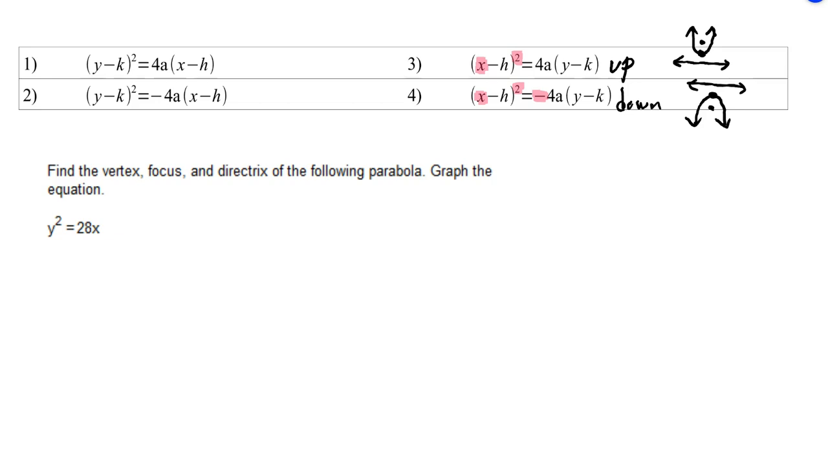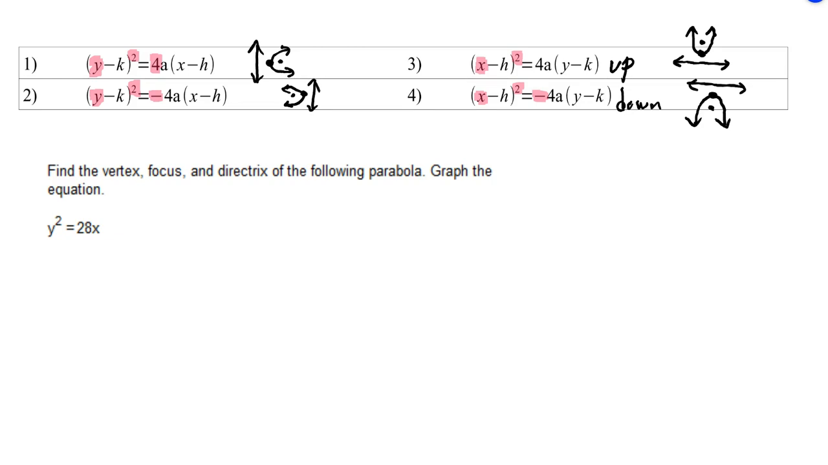Then this equation over here has the squared on the y instead. And so when the squared is on the y, that means the orientation is left or right. We have a positive, so that's going to be right. The vertex would be here, focus on the inside, directrix like this. And then we have the squared on the y, but this time a negative, so the orientation will be facing to the left. Vertex, focus on the inside, directrix over here.